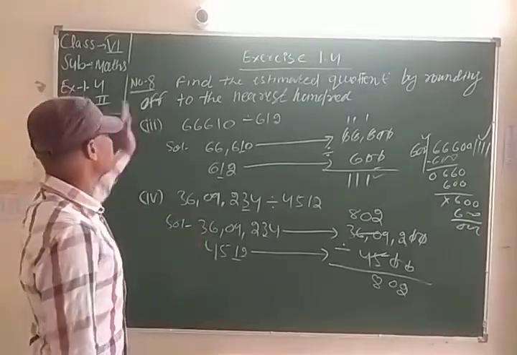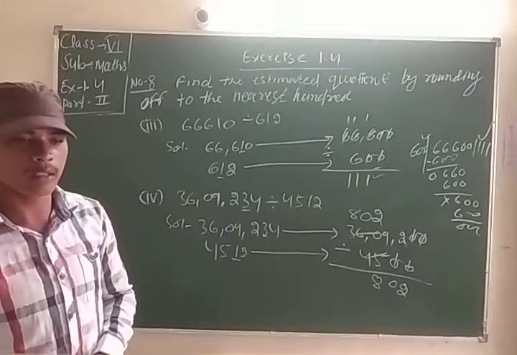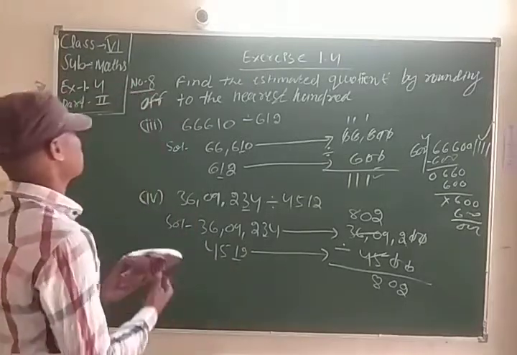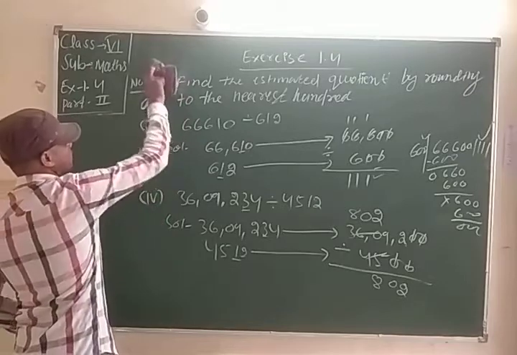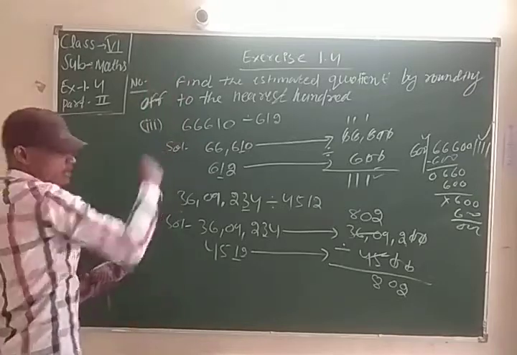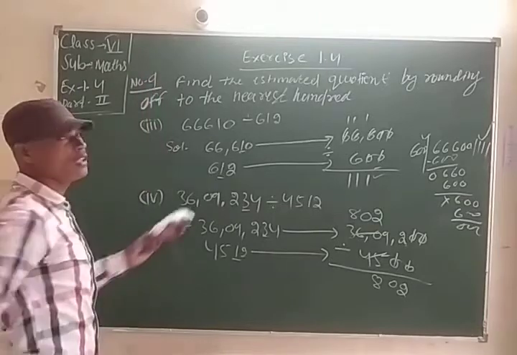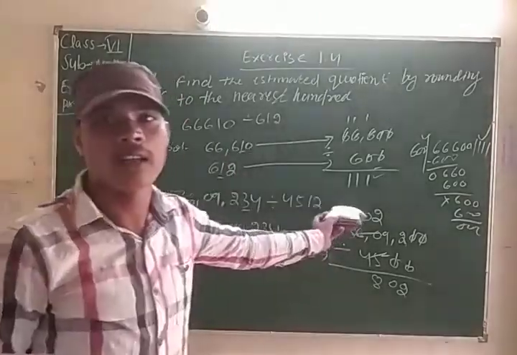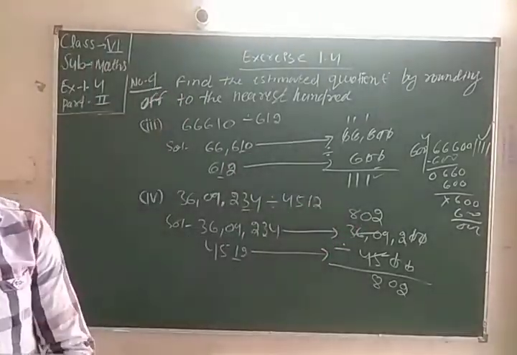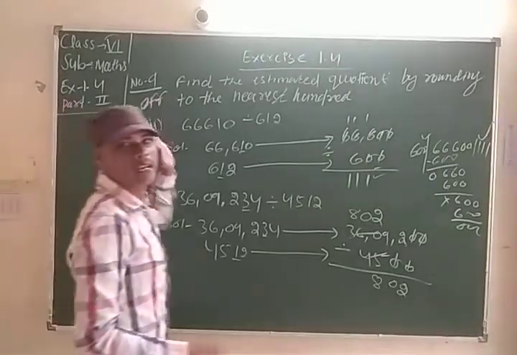Now we will do number 9. What is number 9? Solution. This one is the estimated quotient for number 9. By mistake I forgot the number. This one is 9. Okay, sorry. Don't mind, keep it, and number 9 is there.